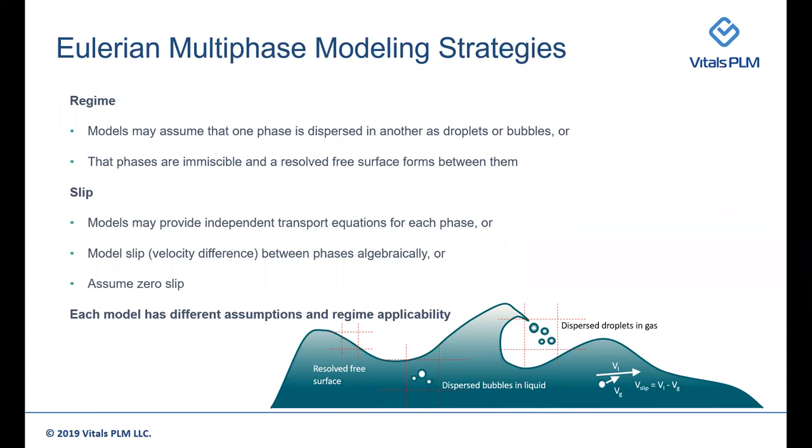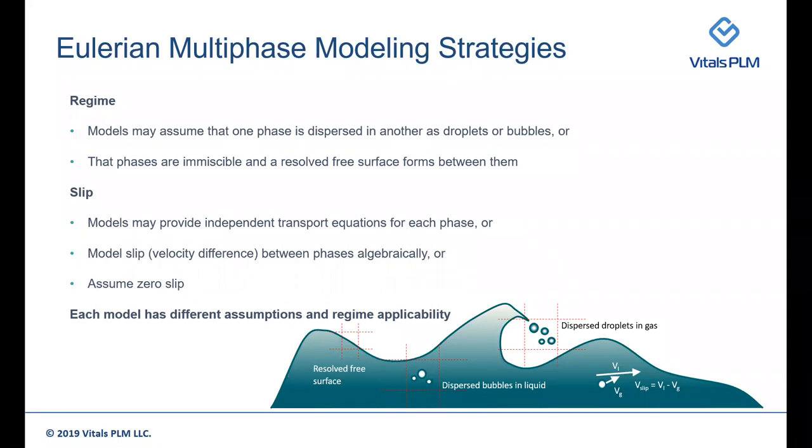Let's look at the modeling strategies in both Euler and Lagrangian multiphase. In Euler multiphase, the modeling strategies are based on the regime to be modeled and the slip conditions between the phases. The model applicability is based on the assumptions around the regime. Here we can see that in one regime, the phase can be assumed to be dispersed in another phase as droplets or bubbles, and in another regime, the same phases can be assumed to be immiscible. As a result, resolving a free surface between them can be of engineering interest.